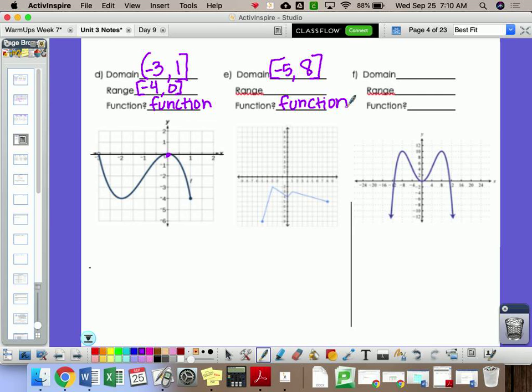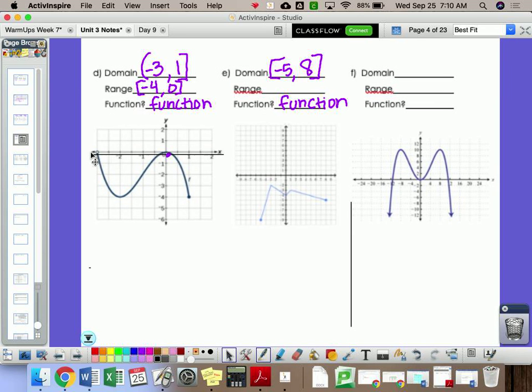Okay, let's use that horizontal line to show what our range is. So if I pull my horizontal line across my graph, I can see I start touching my graph right here. It's hard to read, so it looks like it's at -9 y value. I start touching my graph, and it was a closed circle, so I'm going to use a bracket again.